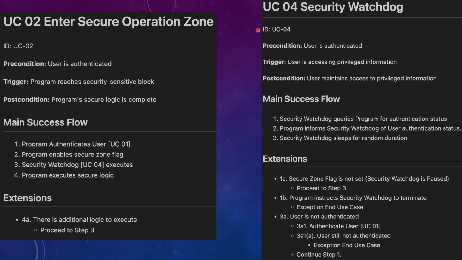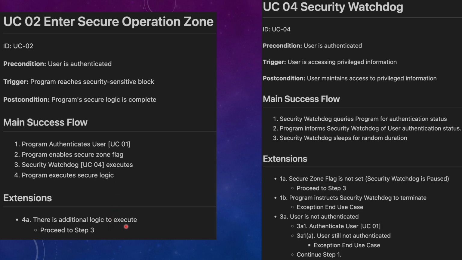The last extension is about authentication. If we are not authenticated, then we make an effort to do it. If we are unsuccessful, we kick things back up to the higher level, but if we do get proper authentication, we can proceed normally. Assuming things went well and the watchdog is sleeping, we bounce back to use case 2, where we move on to step 4, where we execute our secure logic.